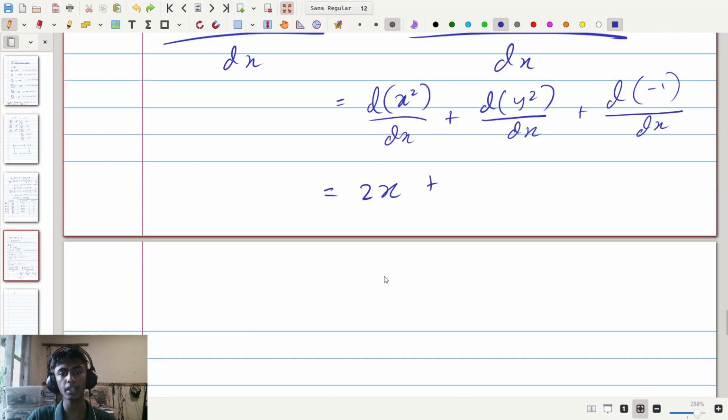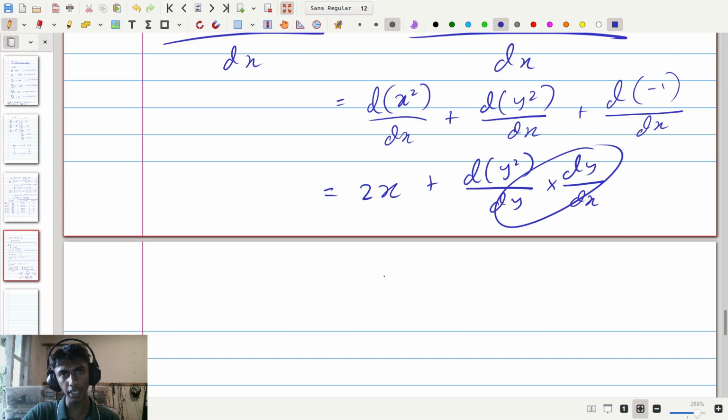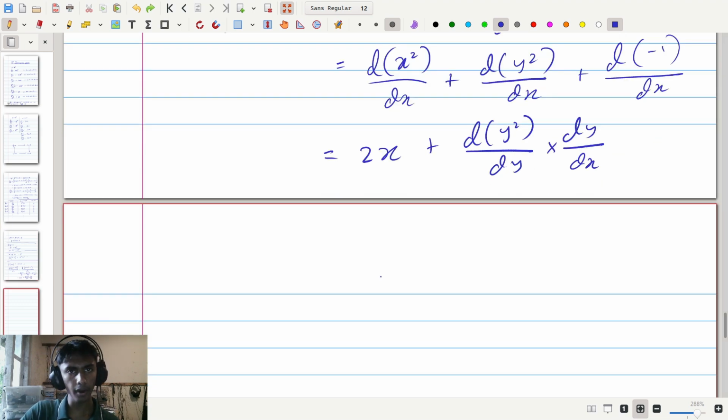The format we're going to write is d of y squared by dx as d of y squared by dy times dy by dx. This is the simple application of the chain rule. So then here we can now find this, because we know the derivative of y squared with respect to y. This is exactly the same as finding the derivative of x squared with respect to x. It's just that we're now doing it with the variable y. So when we do this, the 2x carries down as 2x.